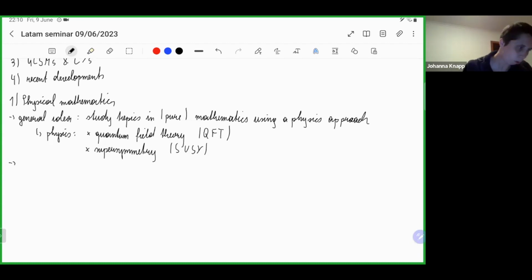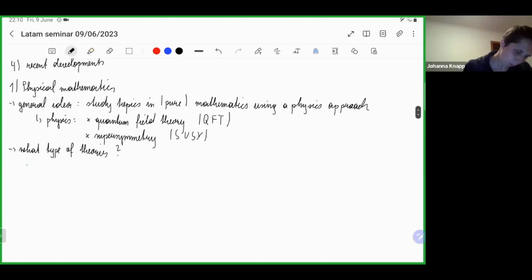To be a bit more precise, what type of theories do I have in mind here? What are the key properties of the theories that make an appearance in this kind of physical mathematics business? Even though to pretty much every statement I'm making in this section there is an exception, I should repeat that this is a very biased view. So very often these are field theories that are in low dimensions.